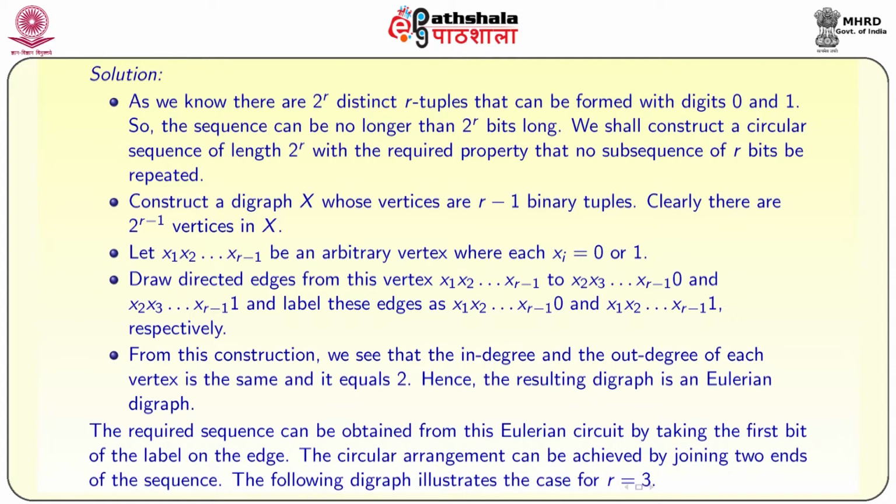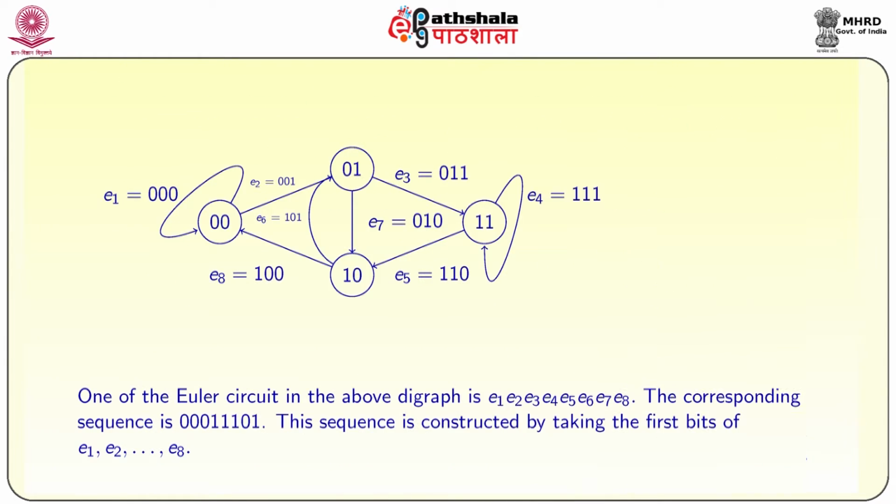The following digraph illustrates the case for r equal to 3. If you look at this digraph, here we are considering 0 0. From 0 0 there is an edge to 0 0 itself and to 0 1. From 0 1 there are 2 edges to 1 1 as well as 1 0. So, we followed the pattern which we explained in the previous slide.